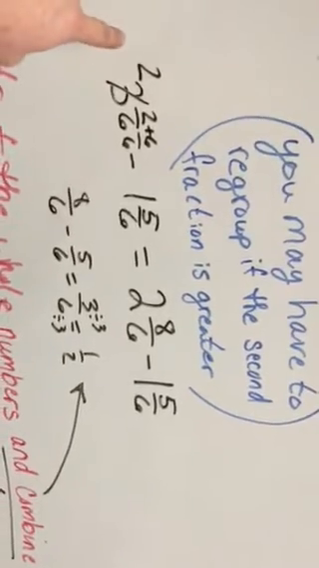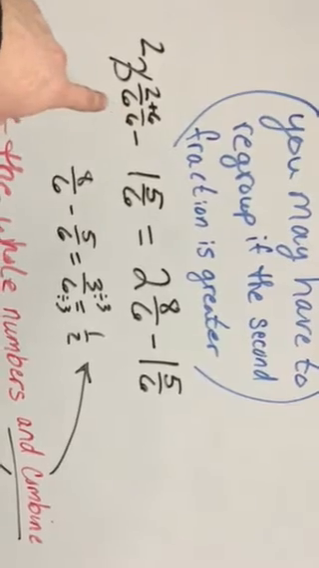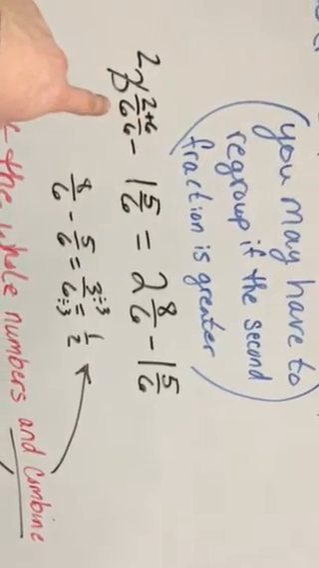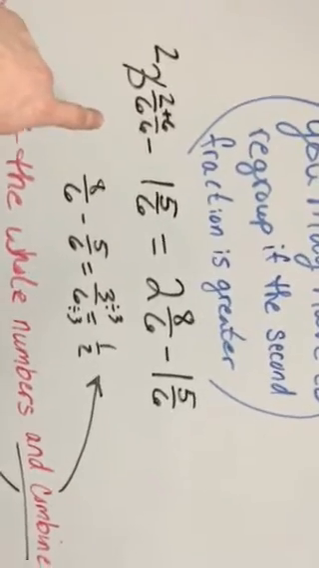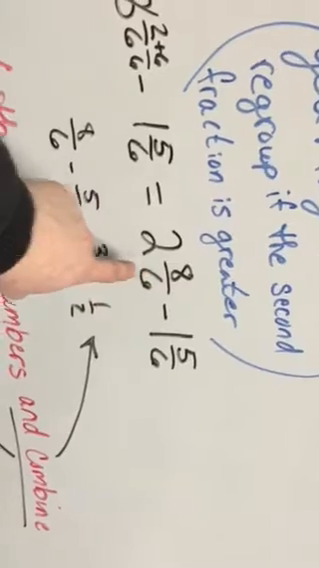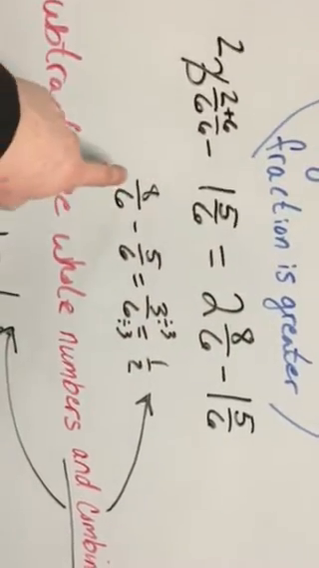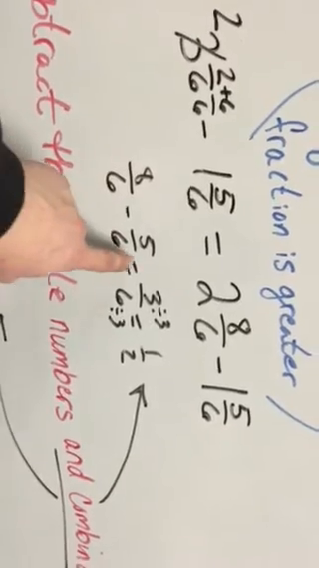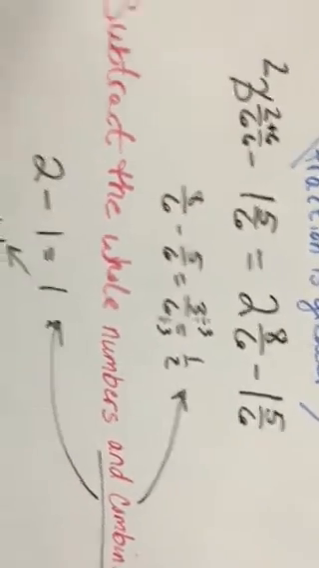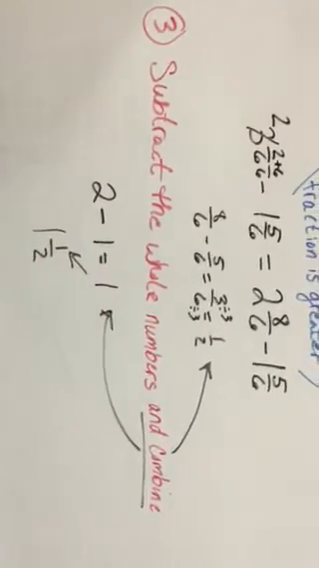So I'm going to take 1 whole away from here, and I'm going to add it into my fractional part. If I'm adding in 1 whole, that's going to be 6/6. So my new first fraction here is going to be 2 8/6. To subtract the fractional parts, I take 8/6 minus 5/6 and get 3/6, and then I simplify it and get 1/2. Step 3 is to subtract the whole numbers and then combine.